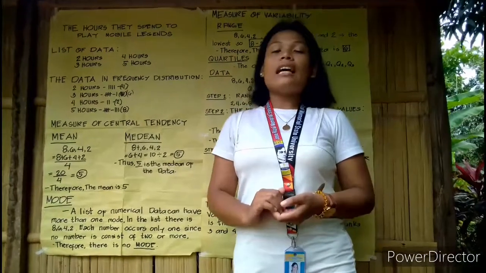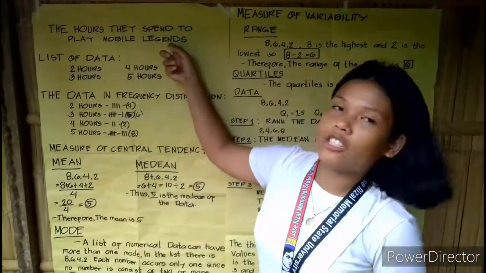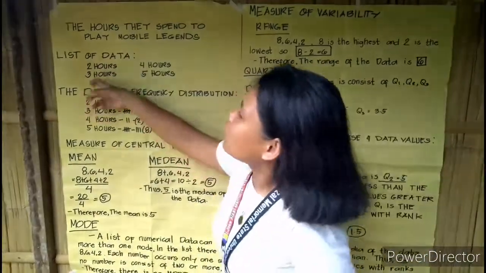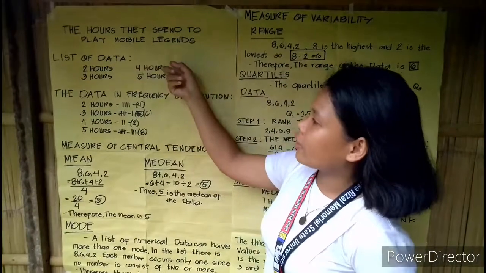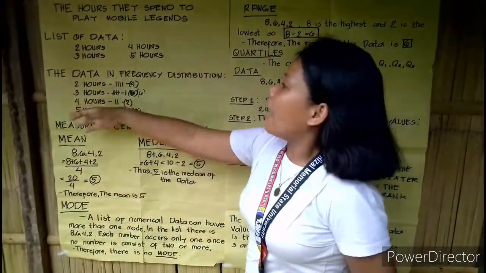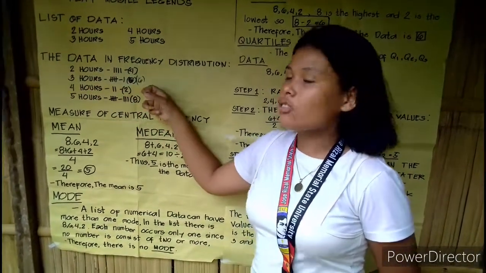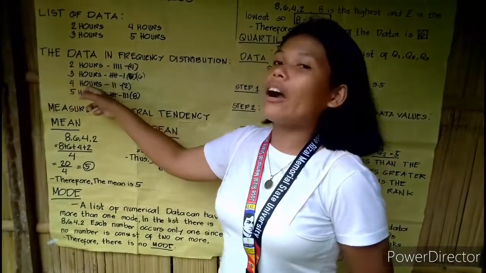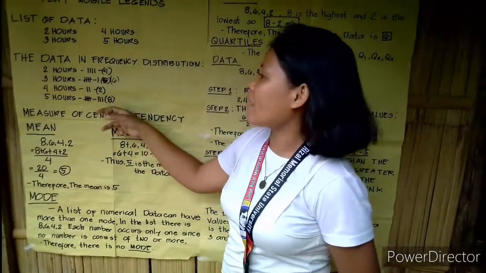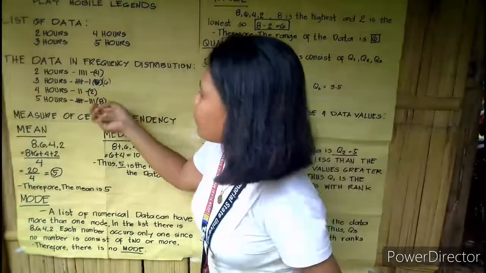So, today, let's discuss the list of the hours they spend to play Mobile Legends. So, this is the list of the data: 2 hours, 3 hours, 4 hours, and 5 hours. The data and frequency distribution. In 2 hours, we have 4 respondents. 3 hours, 6 respondents. 4 hours is 2 respondents. And the 5 hours is 8 respondents. A total of 20 persons or 20 respondents.